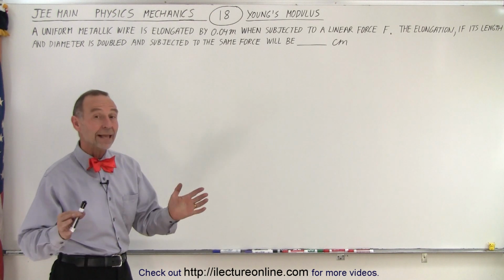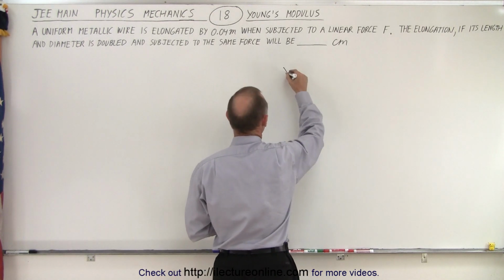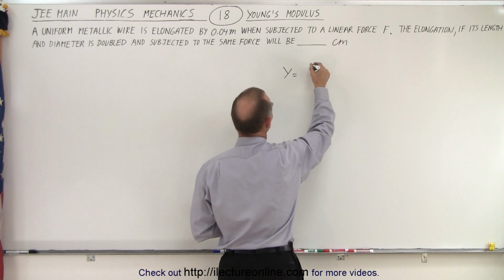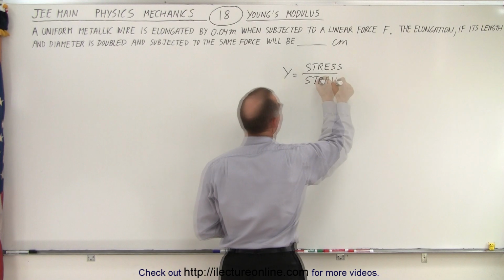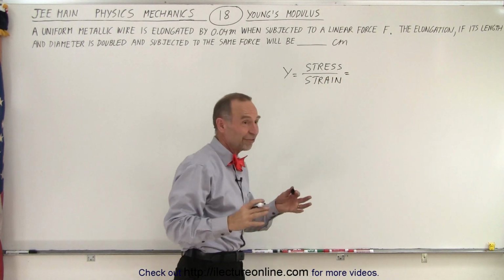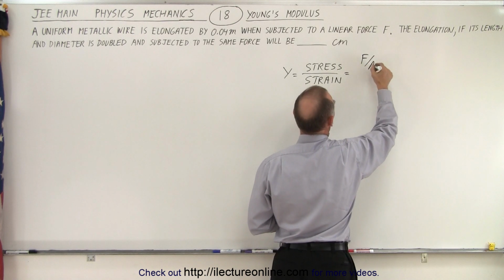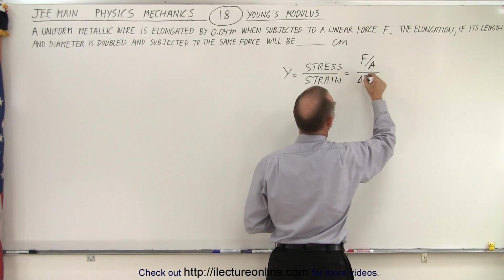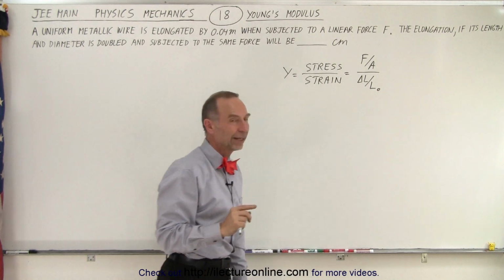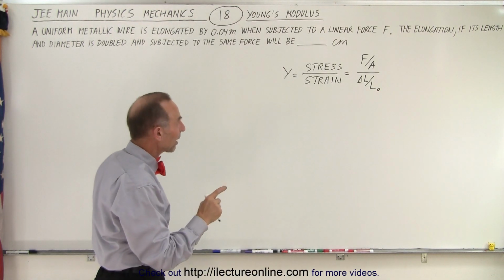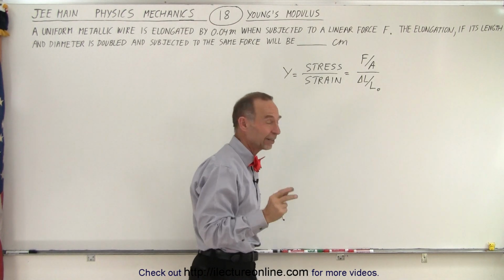All right, let's write down the equation we use for Young's modulus. Young's modulus, by definition, is equal to the stress divided by the strain. The stress is defined as force per unit area, and the strain is the change in length over the original length. Now notice that we're trying to find something about its elongation, which is the delta L. So let's solve this equation for delta L.